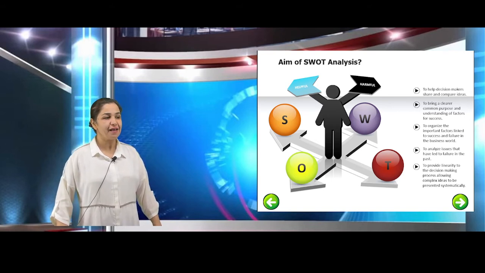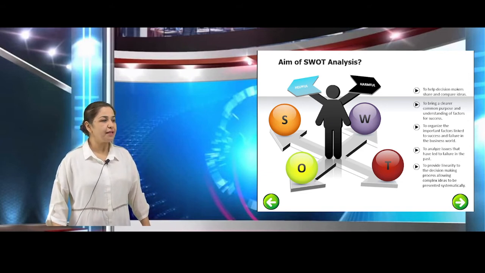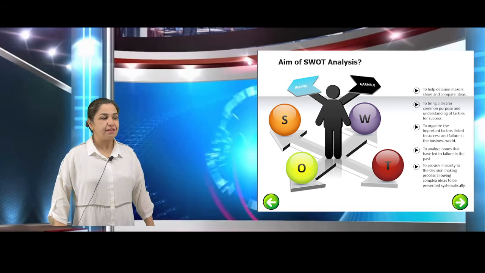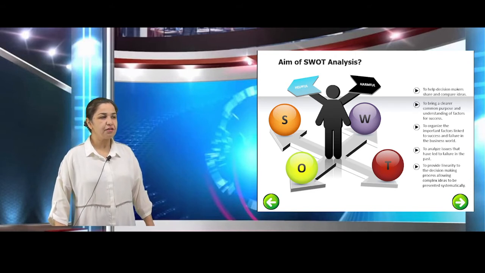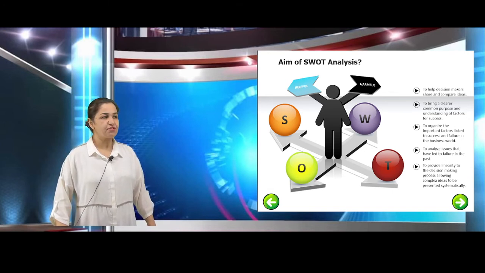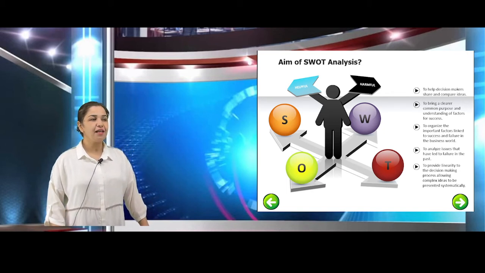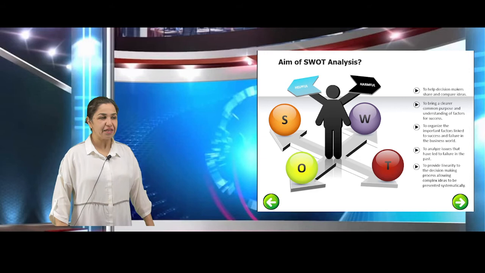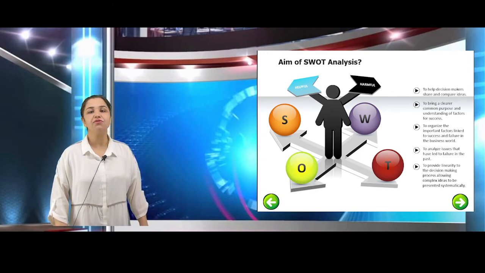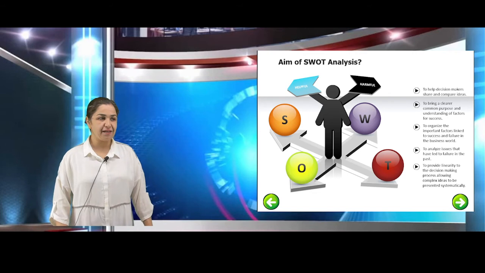But the weaknesses and threats are the harmful sides of the business. So it loses the business, it brings the business company to bankruptcy. To help the decision makers share and compare the ideas. So the main aim of SWOT analysis is to bring a clear common purpose and understanding of factors for success. So each company should know how to bring a clear common purpose and how to identify the factors for success.